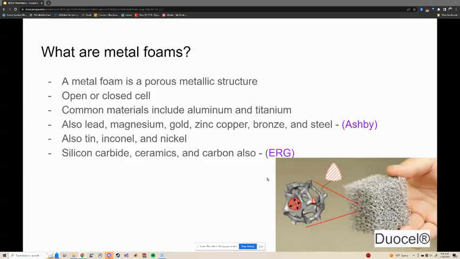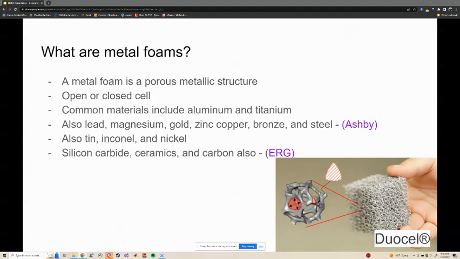A metal foam is a porous metallic structure. They are often, much like other foams, either open or closed cell. This image here shows an open cell structure where none of the individual cells are completely closed off, so a fluid such as water or air can pass through them. Open cell foams will be the primary discussion in this presentation.